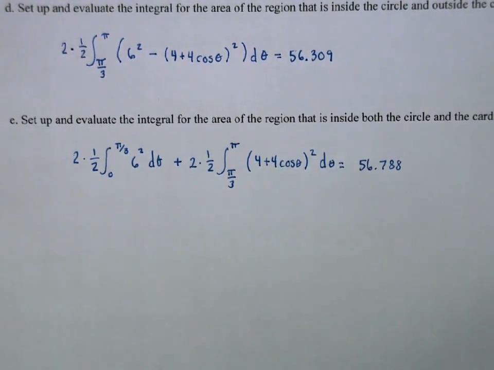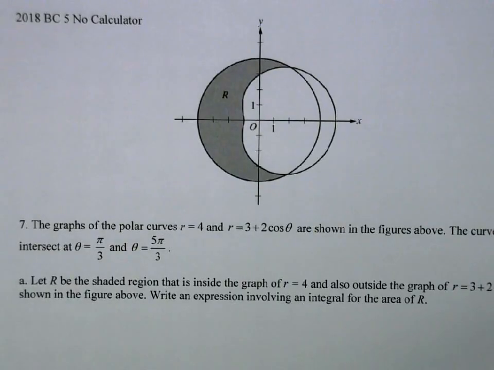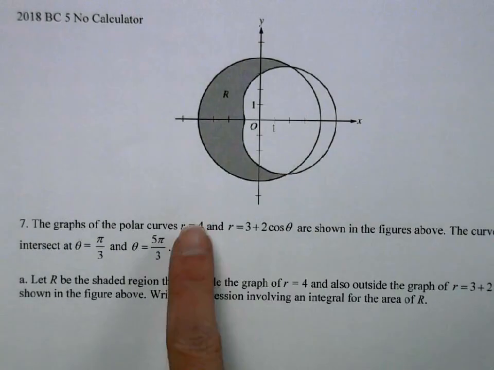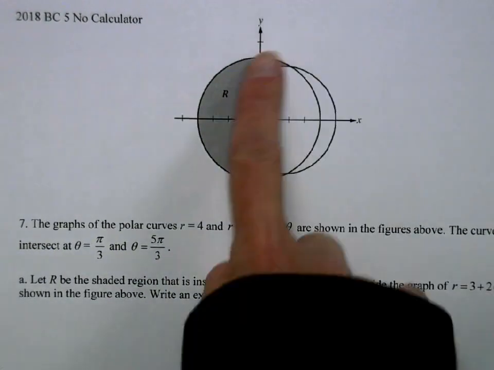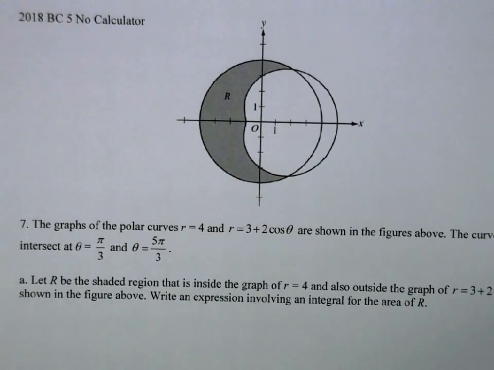Our last problem is going to be from the 2018 BC exam. It was number 5, which means it was a no calculator problem. So they provide the graphs for you, which is pretty typical, of r equals 4 and r equals 3 plus 2 cosine theta. So we see we've got the circle, r equals 4, and then this one's over here. The two curves intersect at pi over 3 and 5 pi over 3, so that's helpful.